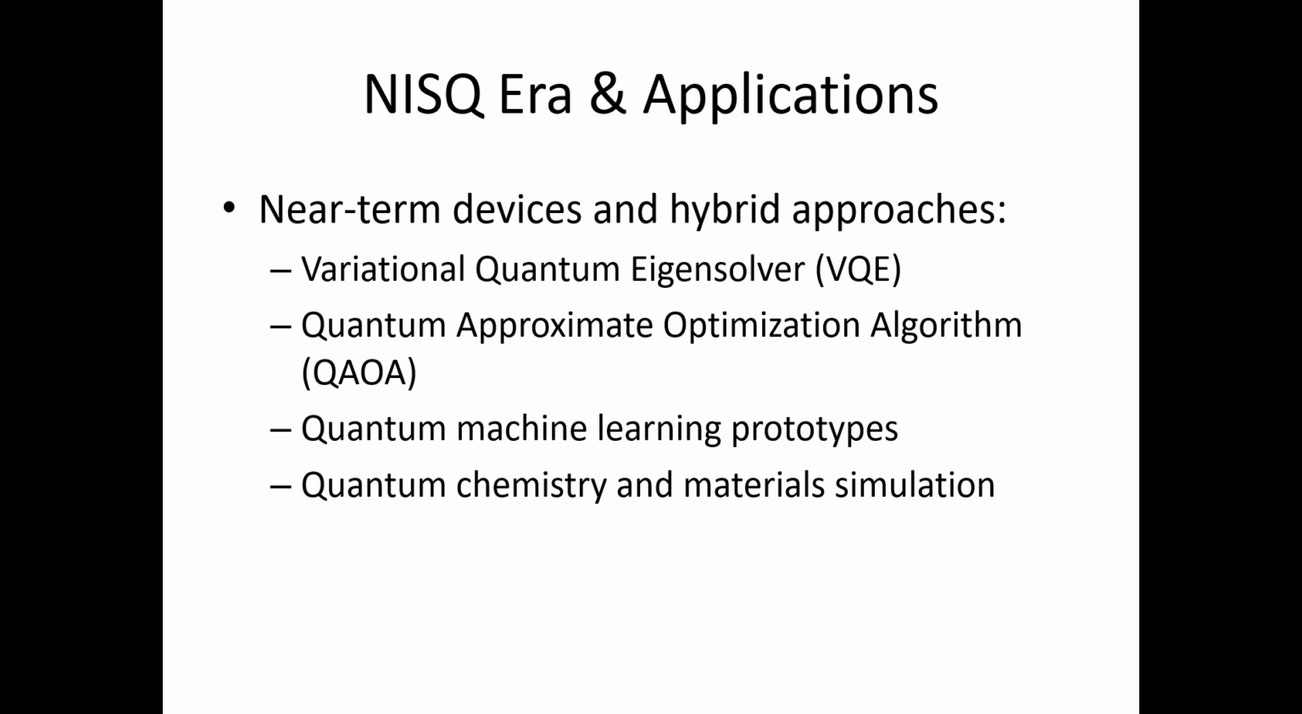We are currently in the NISQ era, noisy intermediate-scale quantum. Devices have a limited number of qubits, intermediate scale, and are prone to noise. In this era, developers are exploring hybrid quantum-classical approaches. Examples include the variational quantum eigensolver and the quantum approximate optimization algorithm, which use a quantum computer for a specific task within a larger classical optimization loop. Applications in quantum machine learning and simulations in quantum chemistry and material sciences are active research areas.